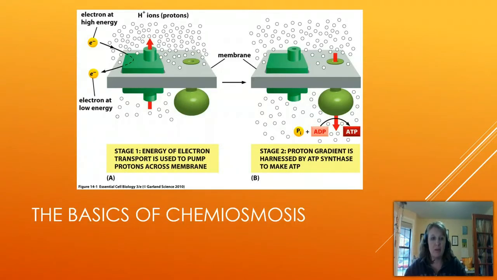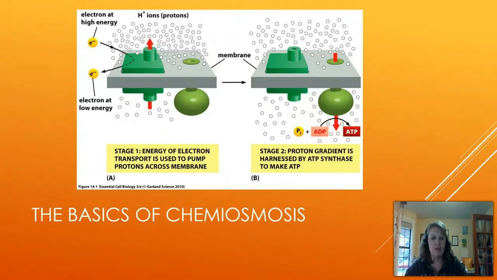What happens is we harness electrons to force protons from an area of low concentration to an area of high concentration. As you know from our talk about energy this semester, this is not something that they want to do on their own, and so they must harness the energy in these high energy electrons to pump that across. Now once they're across that membrane, they don't want to stay there, and that's where ATP synthase comes into play.